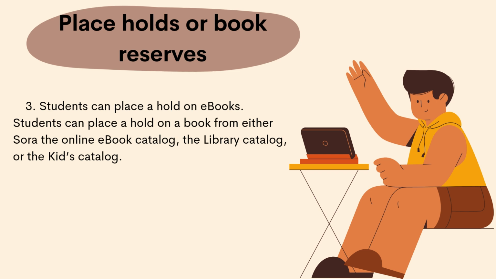So students can place a hold on a book from Sora, the online ebook catalog, and that's used for K through 12. Again, the library catalog or the kids catalog. You can have access to Sora through the library catalog and the kids catalog, so you don't only have to go straight to Sora. You can go through the library catalog, and you can place a hold on an ebook, along with the kids catalog.